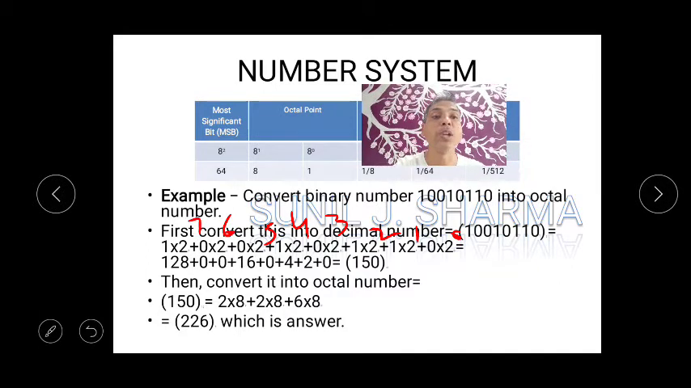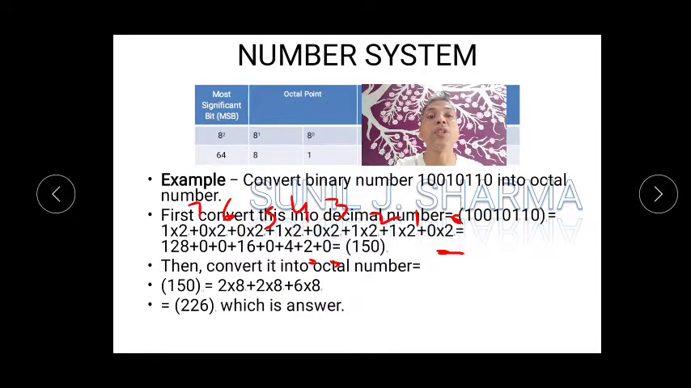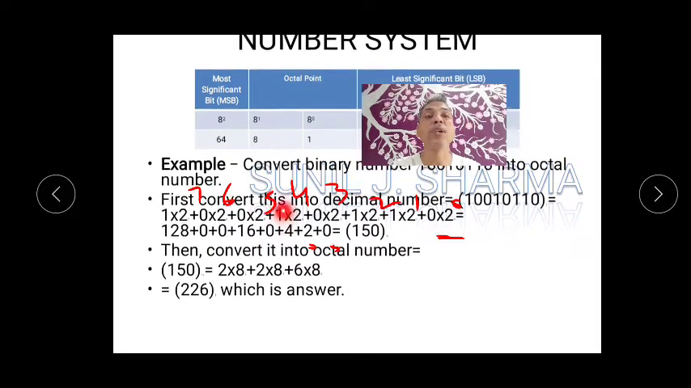Anything raised to 0 will be 1, but since it is written 0, your answer will be 0 here. 2 raised to 1 will be 2, that's why 1 into 2 will be 2. 2 raised to 2 will be 4, that's why here your answer is 4. 0 into 8 will be 0. Then 2 raised to 4 is 16, 1 into 16 is 16. 2 raised to 5 is 32, but here you can see 0 is there.